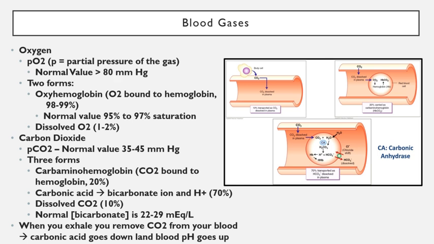Now there's two versions of oxygen in your body. The first being oxyhemoglobin, which is when oxygen is bound to hemoglobin. Hemoglobin is the oxygen transporter of the body, and so most of the oxygen that you breathe in is going to be bound to hemoglobin. But there is a small proportion of dissolved oxygen.